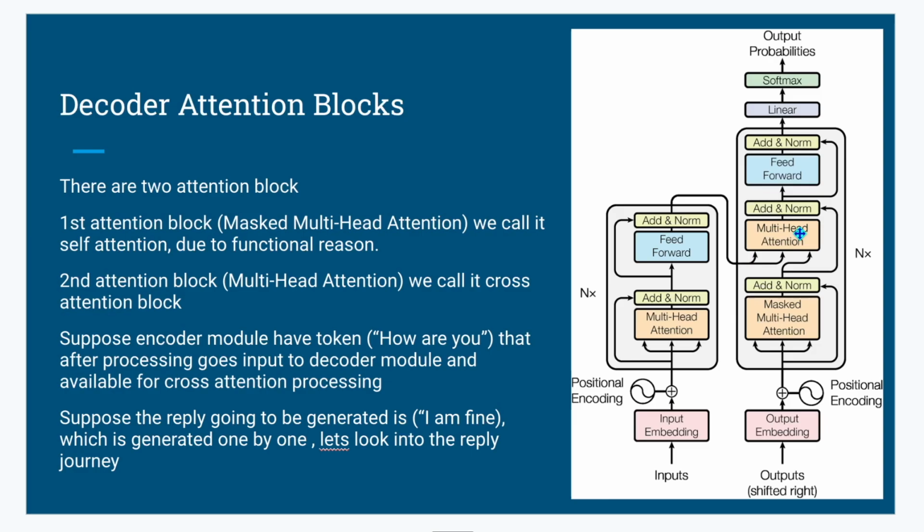Suppose the encoder module has the token "How are you?" that, after processing, goes as input to the decoder module and is available for cross attention processing. Suppose the reply going to be generated is "I am fine," which is generated one by one. Let's look into the reply's journey.